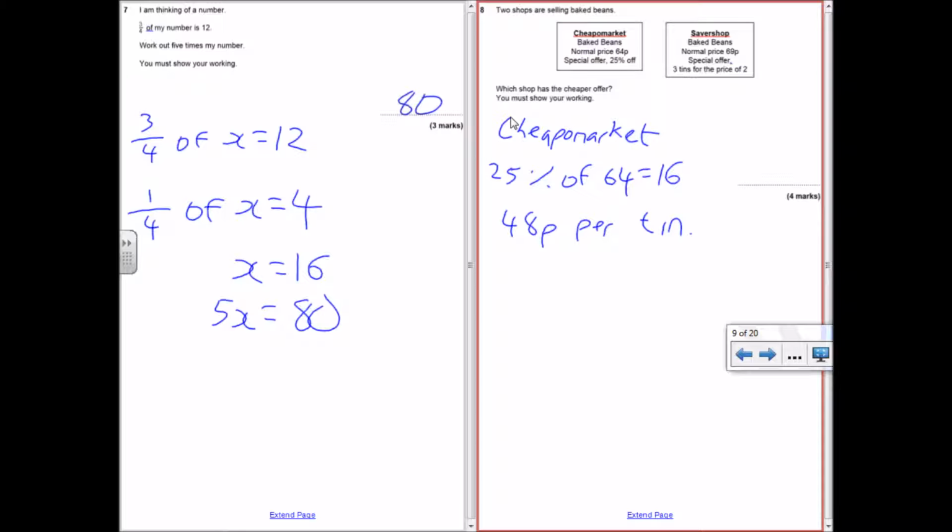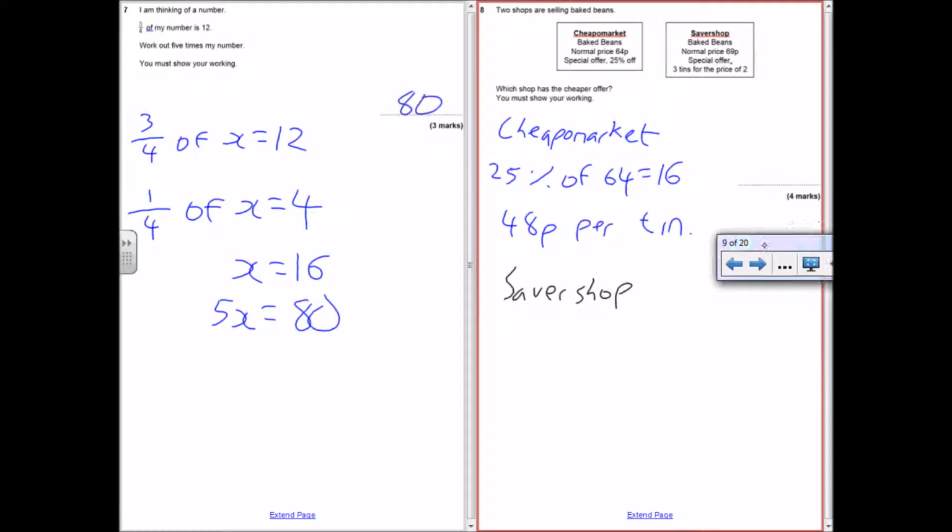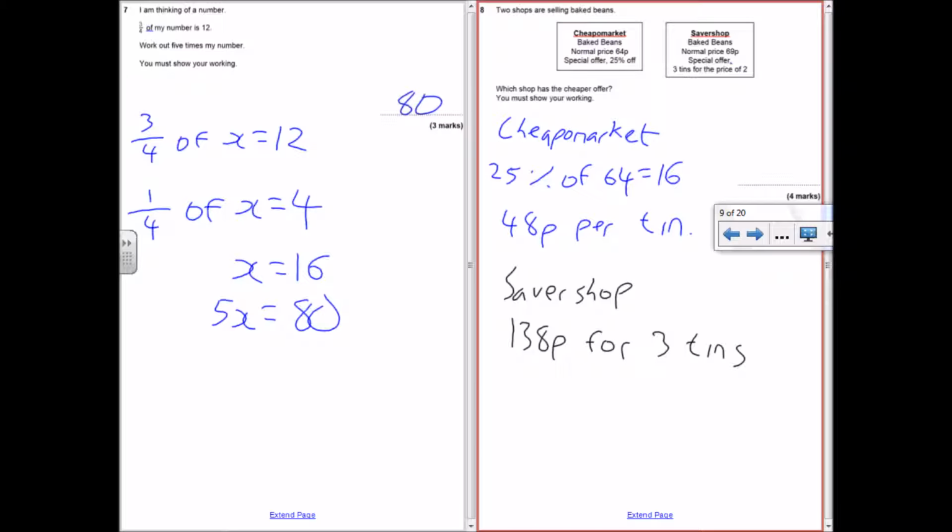And then in Saver Shop, we're told that the price of 1 tin is 69p. Well, therefore, the price of 2 tins must be 138p, double 69. But actually, you get 3 tins for the price of 2. So what you're actually getting is 138p for 3 tins. So the price per tin, if you buy in multiples of 3, is 138 divided by 3, which is 46p. So it's 46p per tin, which is cheaper than 48p per tin. So Saver Shop is better value.